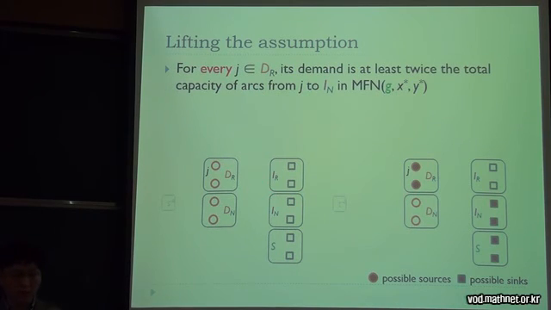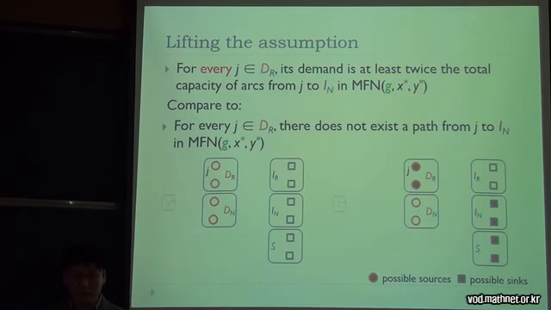what I can say is that for every client that may be a source of the flow, its demand has to be at least twice the total capacity of the arcs from that client to all the facilities, all the nearly integral facilities that may act as a sink of a flow. And that holds for every client. And compare it to the previous statement where I previously said under the simplifying assumption, there just simply cannot be a path from each of the client in D sub R to any of the facilities in I sub N. So I have obtained something analogous.